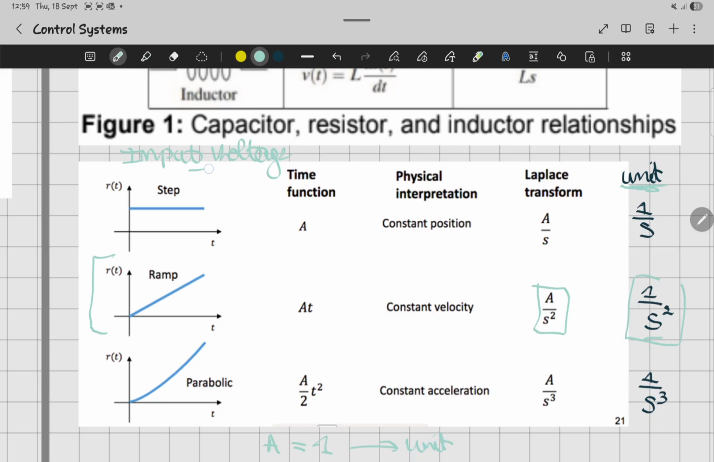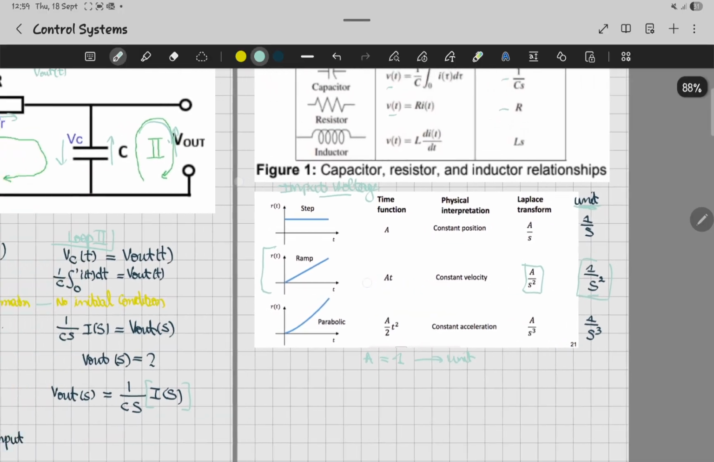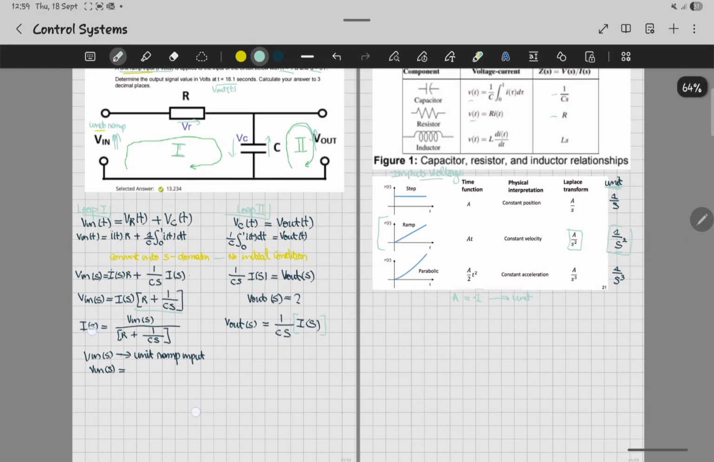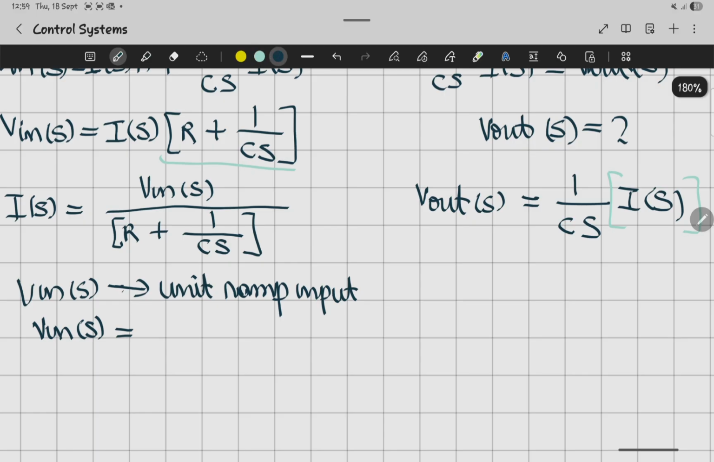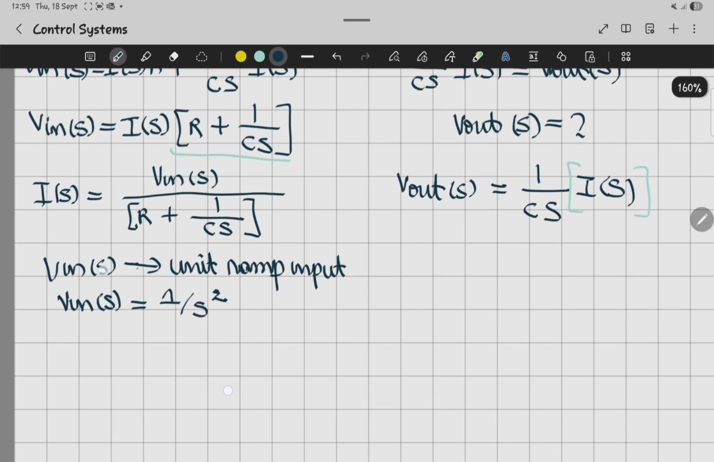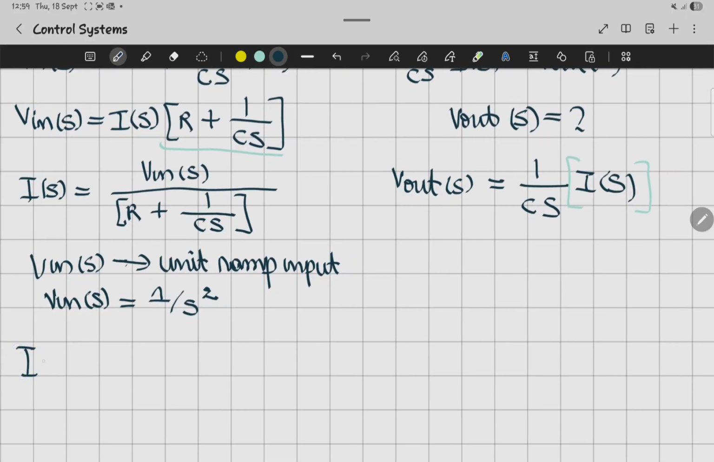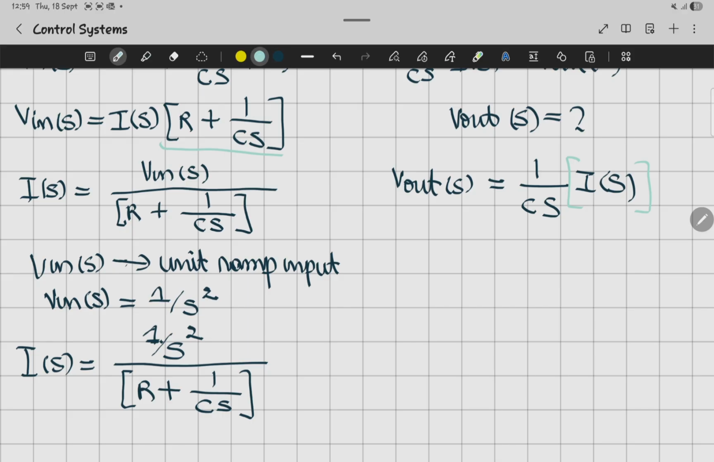So this is the table for the input. It's going to be 1 over S square. So as for that, it's going to be 1 over S square. Okay, and meaning that our current equation is now 1 over S square, R plus 1 over CS. Okay, and remember that we need to find V out.